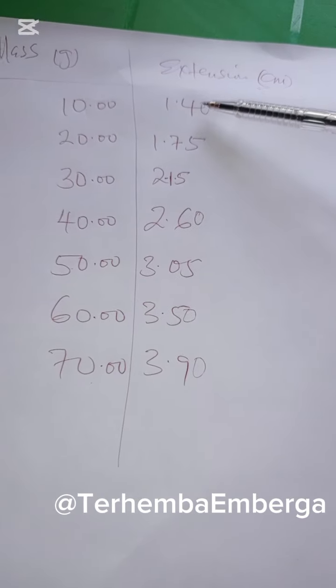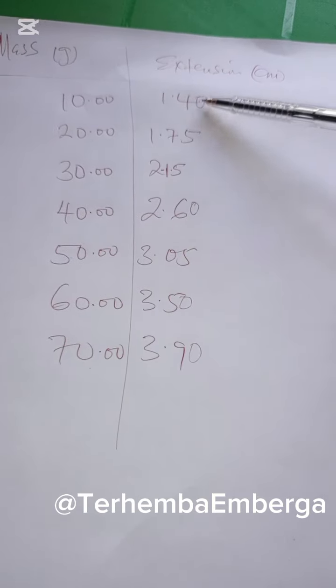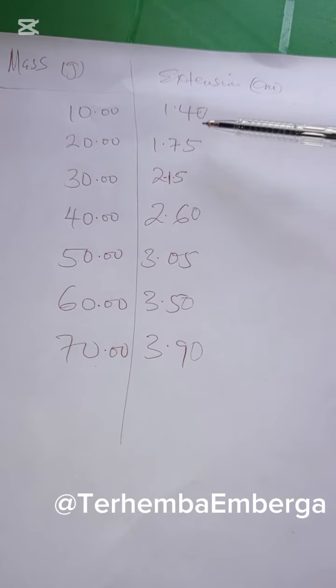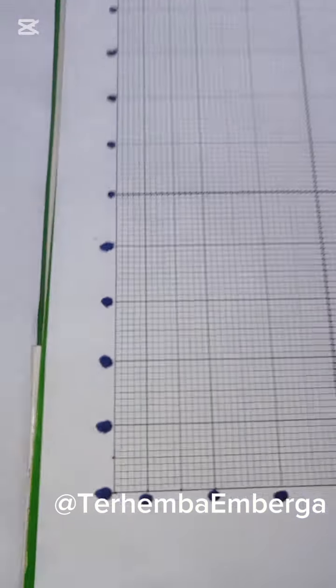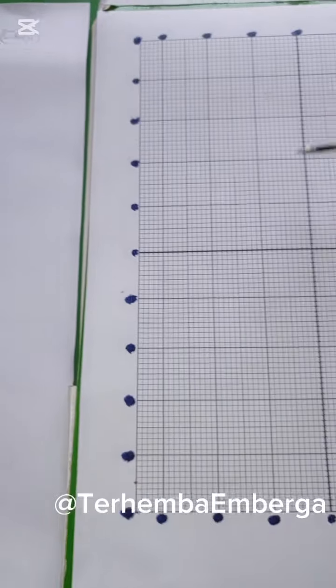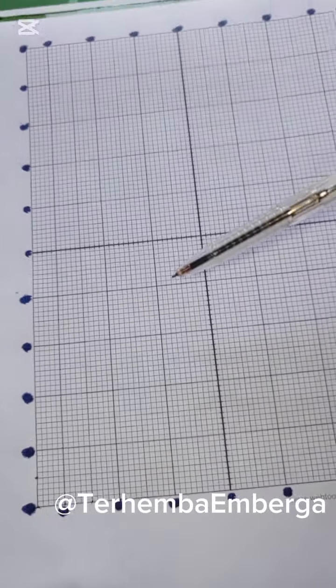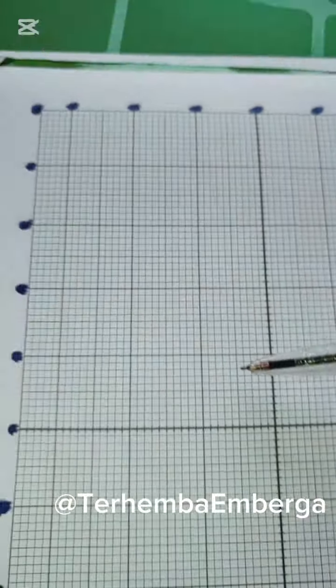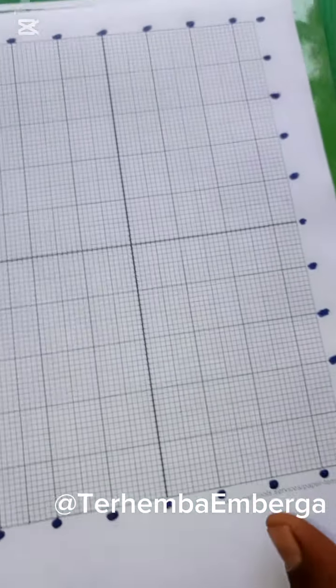Look at it here. We have the smallest number as 1.40, and we have 3.90. Let's look at the range. It's not much. Another thing we need to know is that in plotting the graph, the graph you have plotted should occupy more than half of the graph sheet. And what will determine that is your scale. The scale you have chosen will determine the size of your graph.